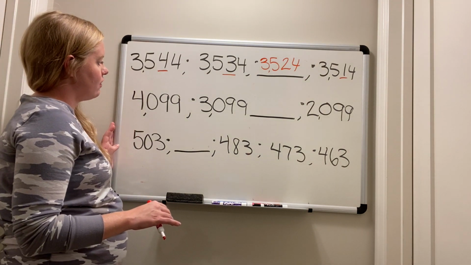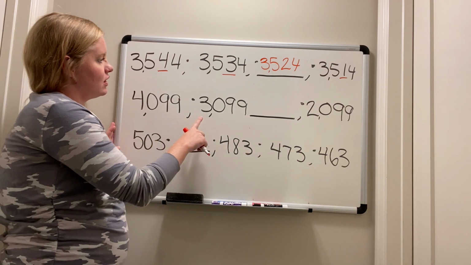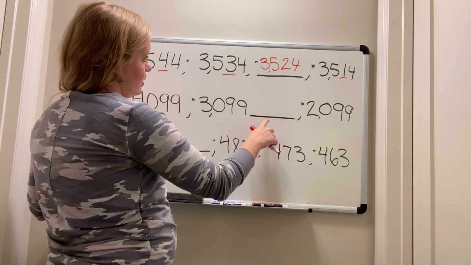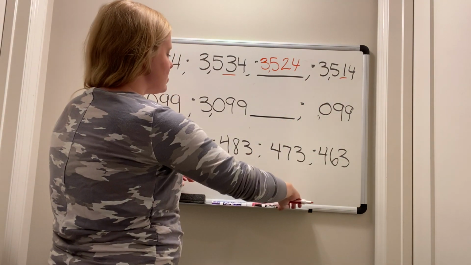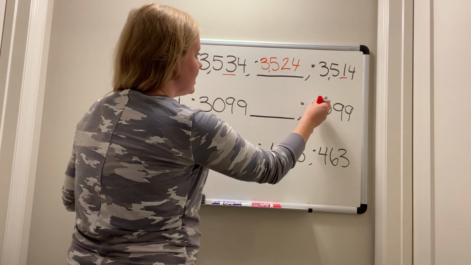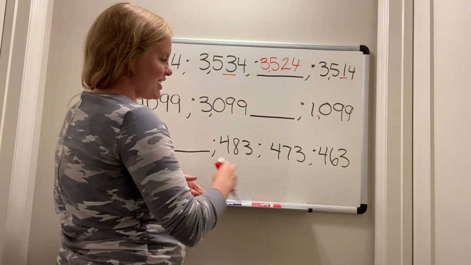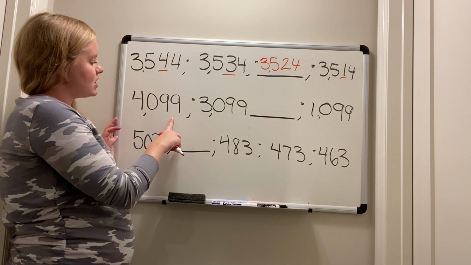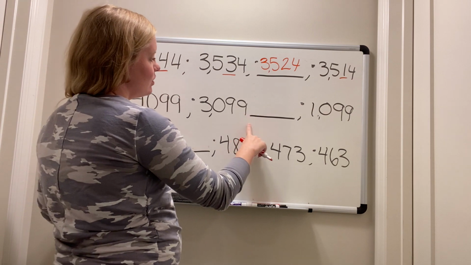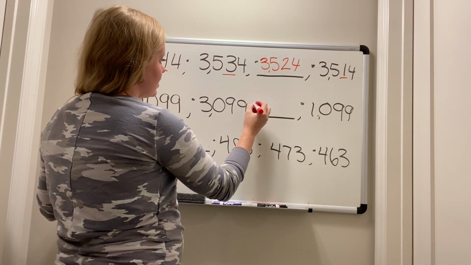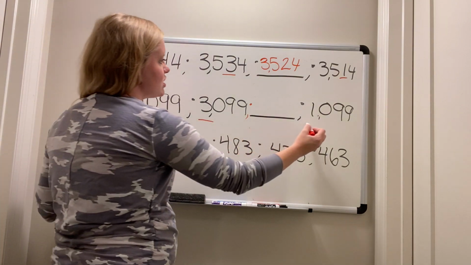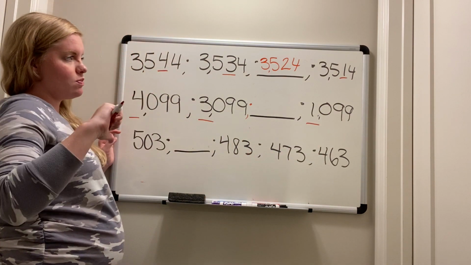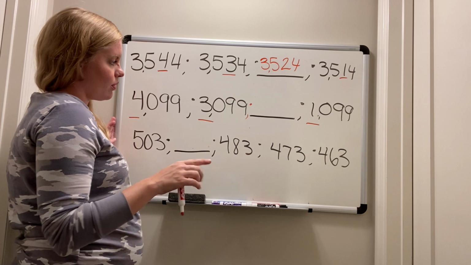Okay, now we have 4,099, 3,099. Oops, Mrs. Halverson made a mistake. It happens. Okay, pretend that didn't happen. 4,099, 3,099. What goes here? 1,099. We can all see right away it's the thousands place that's changing, and it's getting smaller by each number, right?